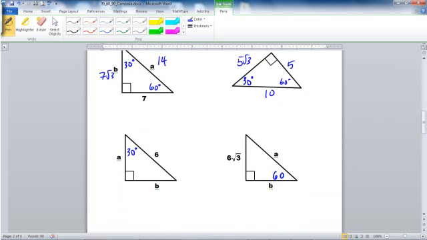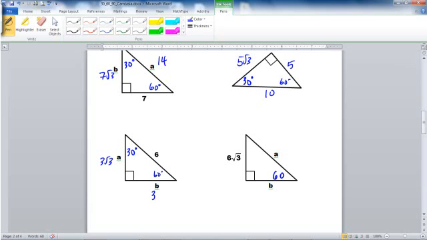Now, this time I gave you the hypotenuse. So when we had the leg across from the 30, we doubled it to get the hypotenuse. So going backward, I'm going to cut my hypotenuse in half. So 6 divided by 2 is 3, and that goes across from the 30-degree angle. And then I still take what's across from the 30 and I attach a root 3 to it to get what's across from the 60.